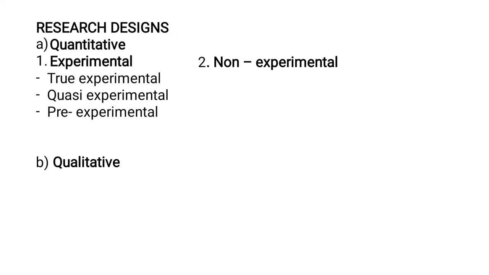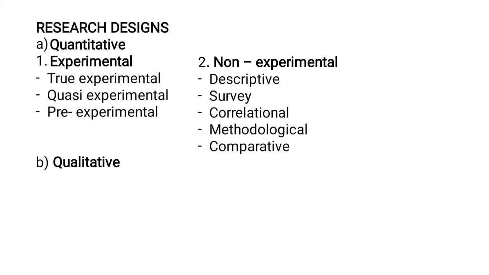Now, next topic is research designs. There are two types of research designs, A. Quantitative, B. Qualitative. Again, in quantitative, we have first one experimental and second one non-experimental. Under experimental, we have true, quasi and pre-experimental, whereas in non-experimental, we have descriptive, survey, correlational, methodological, comparative.